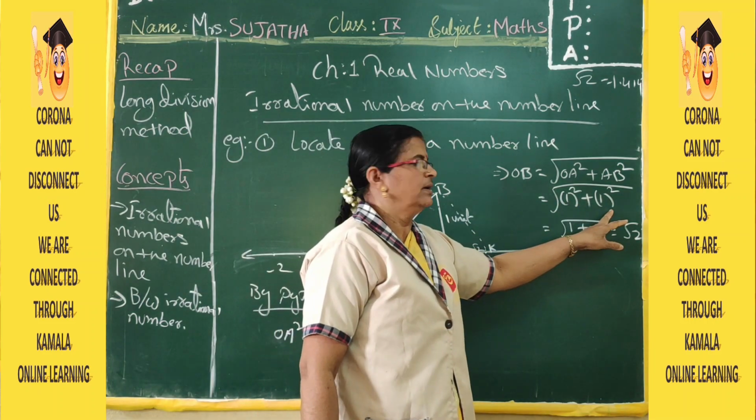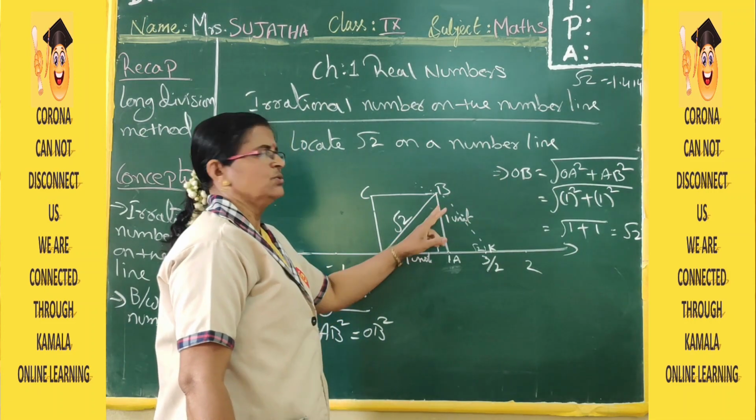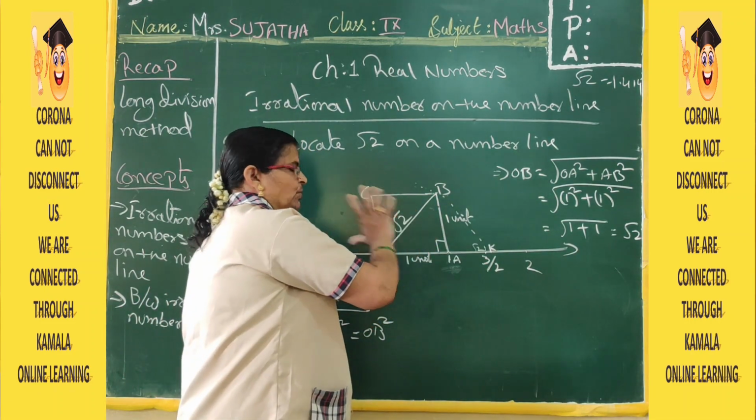Now you have to substitute here: 1 plus 1, 2, root 2. Okay, so OB is root 2. After that, this is root 2 units we got.